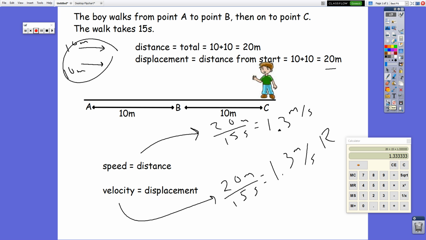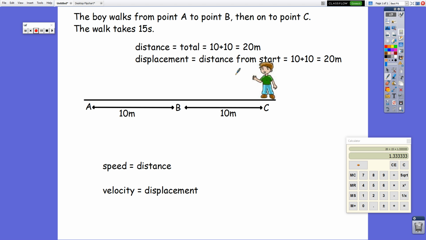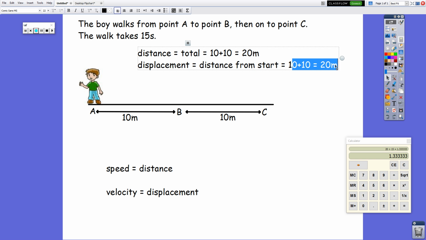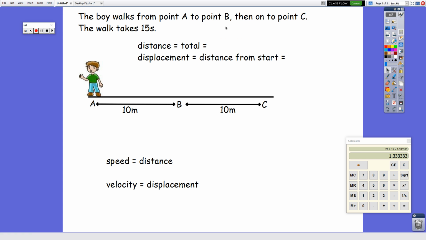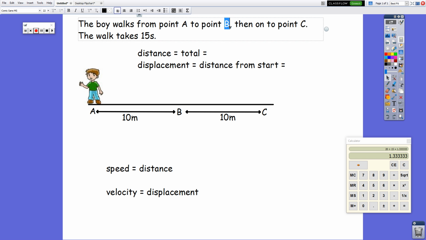Let's do one now where the distance and displacement will end up being two different numbers. So let's get our boy back to point A. Let's get rid of this. Let's get rid of this. Now let's change this from A to C, then back to B. And let's work out our math this time.